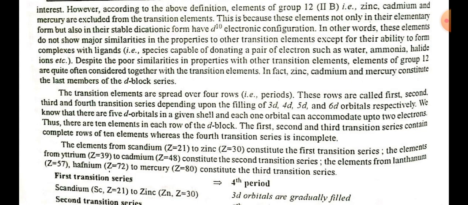The transition elements are spread over 4 rows, that is periods. These rows are called first, second, third, and fourth transition series, depending upon the filling of 3d, 4d, 5d, 6d orbitals.